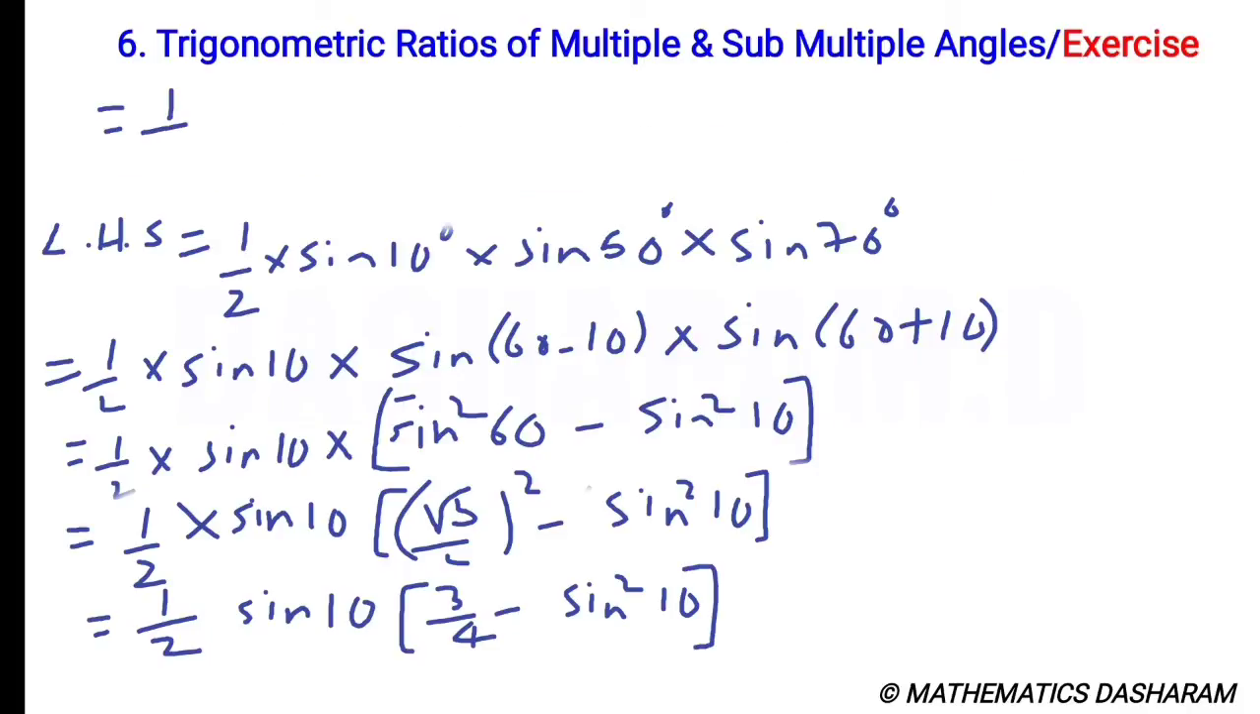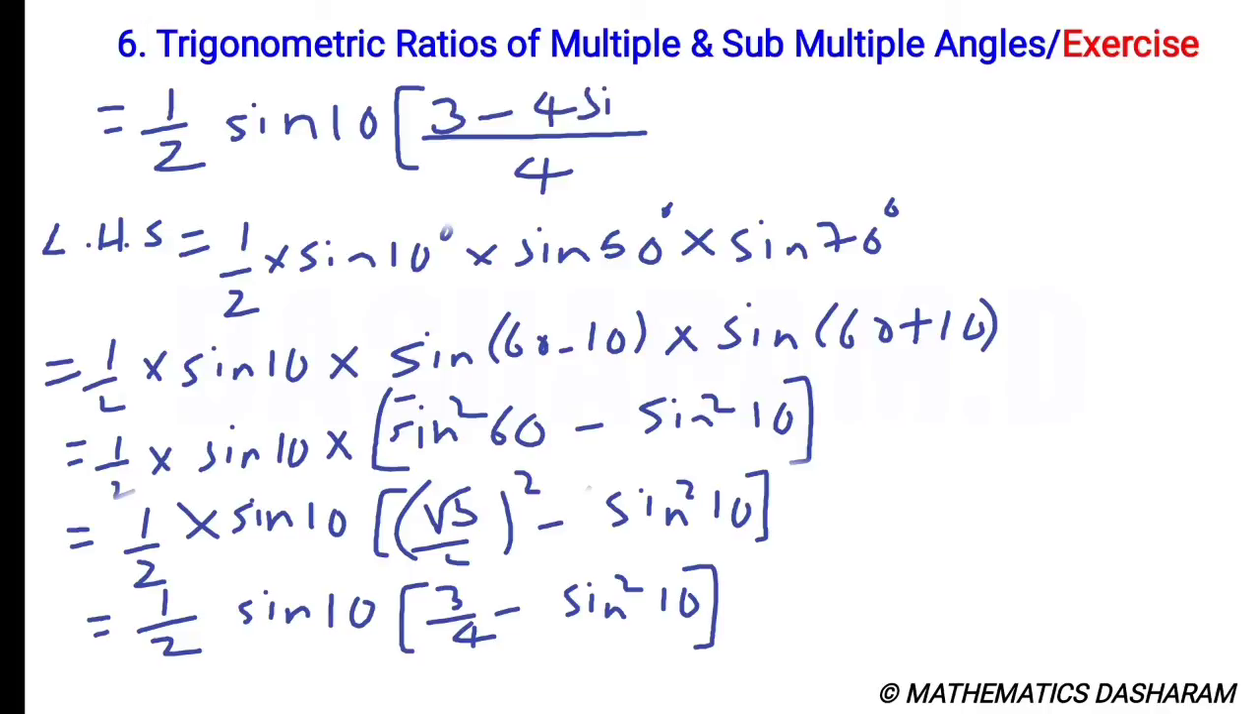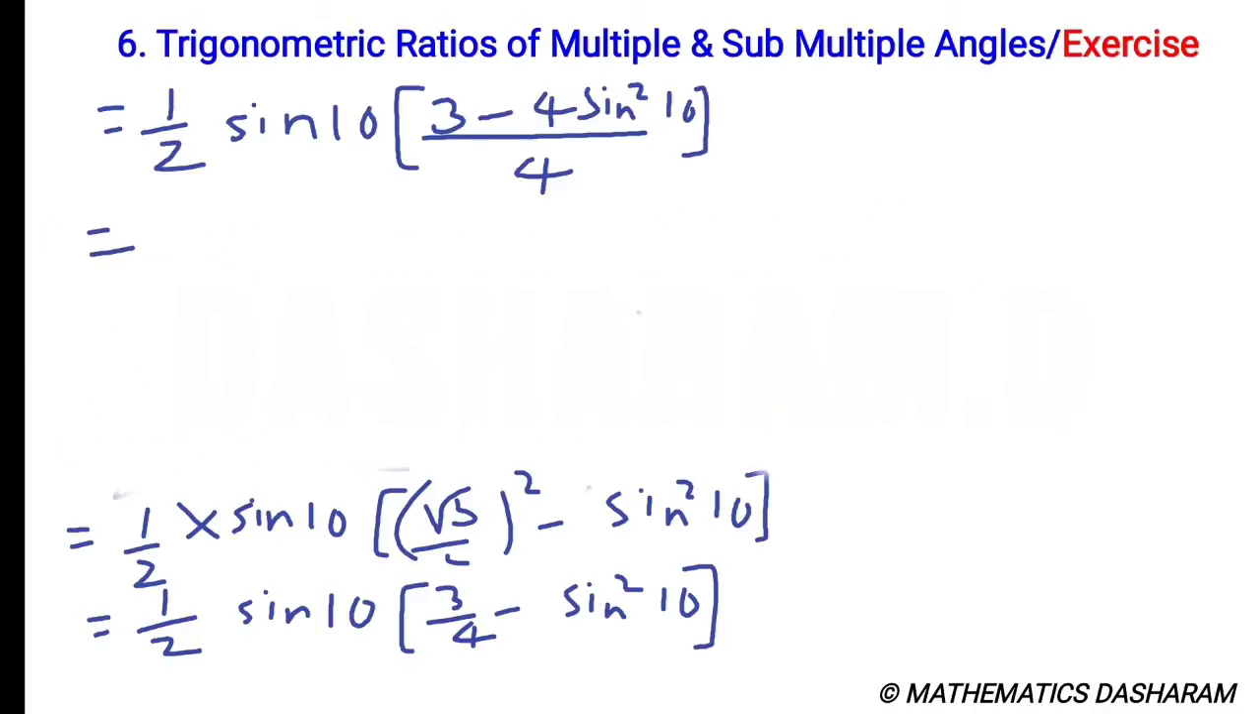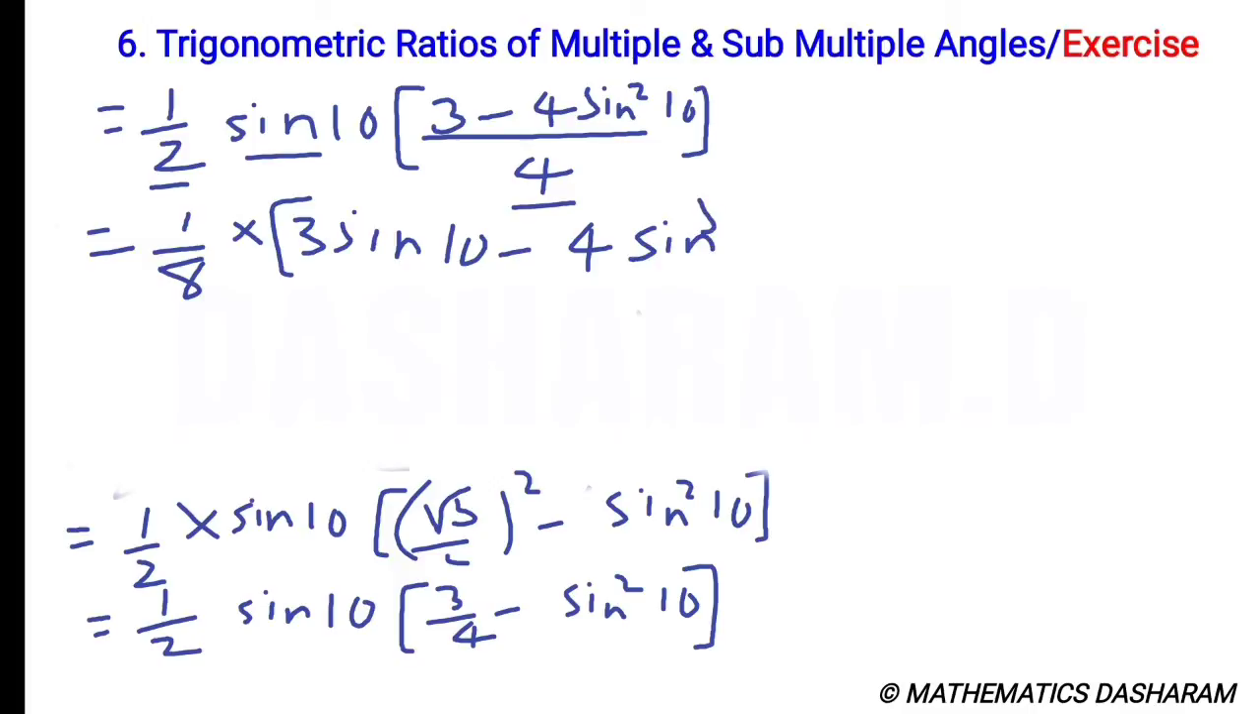So it is equal to 1 by 2 sine 10 degrees. Let's take the LCM here: 3 minus 4 sine square 10 degrees over 4. So here 2 into 4 is 8. So 1 by 8 into sine 10 multiplied inside. So 3 sine 10 minus 4 sine cube 10. So it is equal to 1 by 8 into 3 sine a minus 4 sine cube a, which is equal to sine 3a.